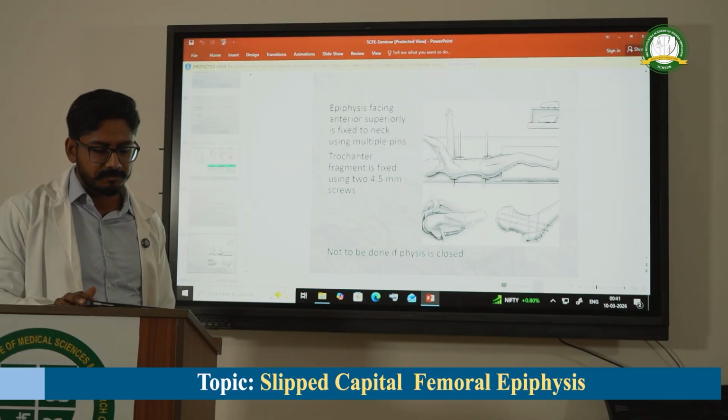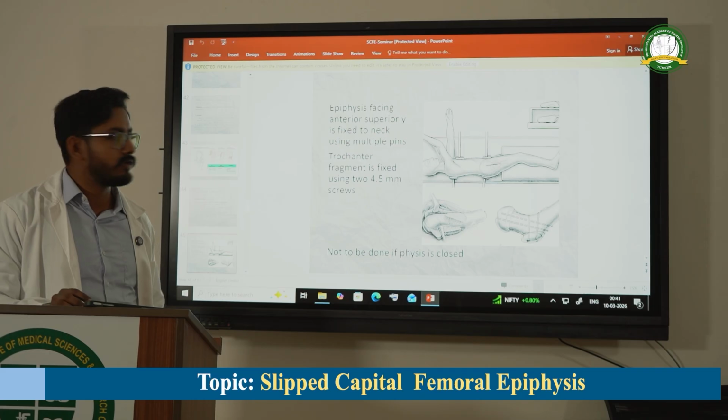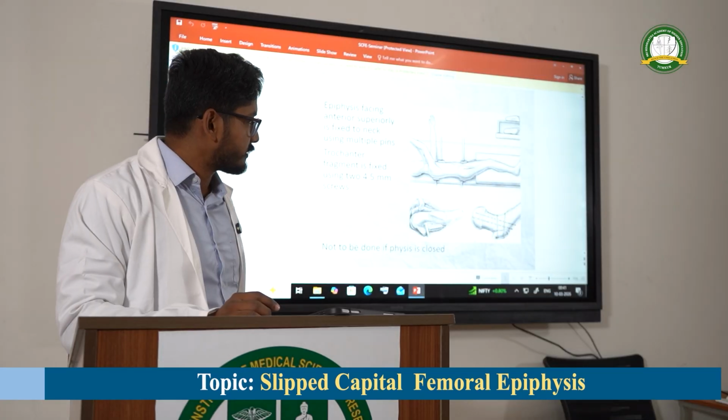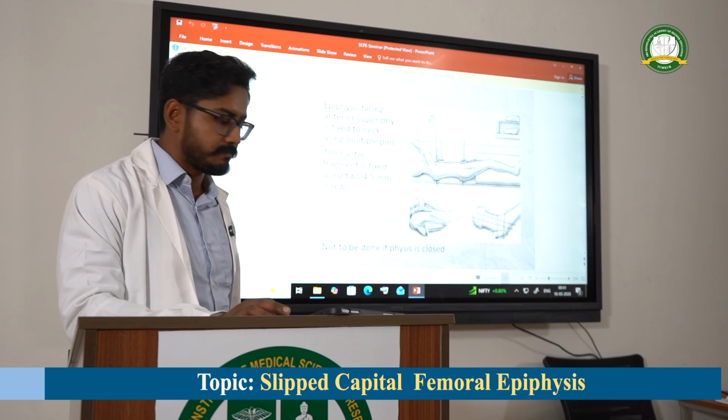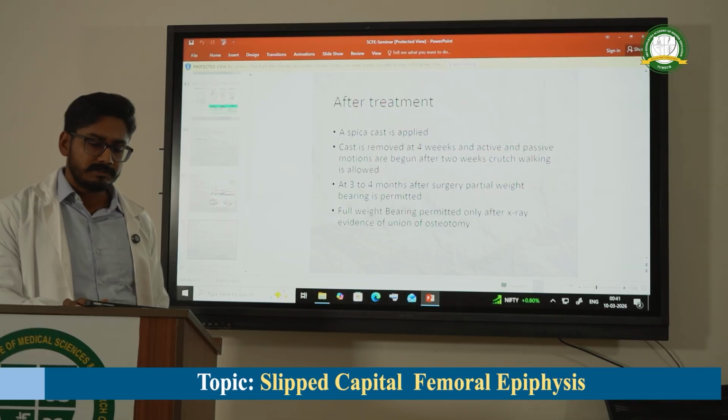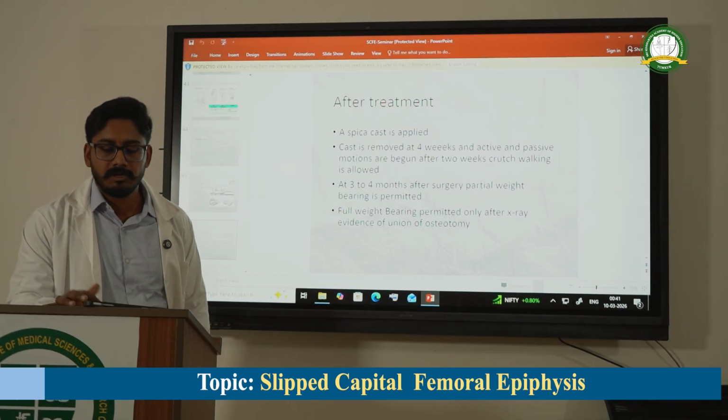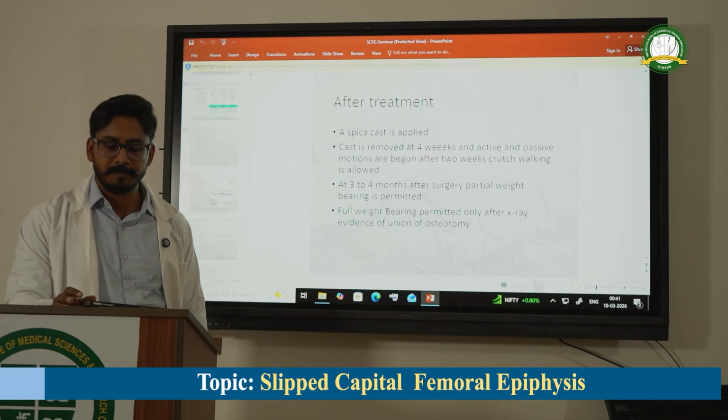Wedge resection of the subcapital bone is directed from the anterior superior to posterior inferior direction. And it is not just important to do the surgery. Post-surgery, how the patient should be managed should also be learned.